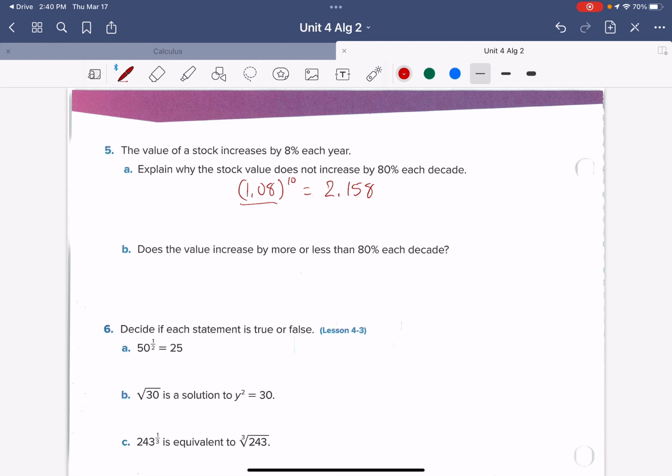And again, we could pretend that we have any amount of money in the beginning. It doesn't matter. So you could say, okay, $1,000 or whatever. It makes no difference. It's just going to be 2.158 times larger. So if you do multiply by 1.08, 1.08 10 times more, it's going to be over 2 times as much.